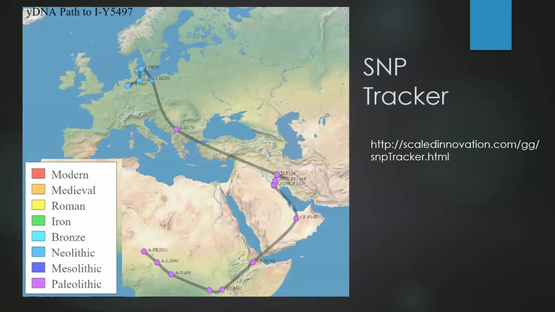This is a map that I generated on SNP Tracker. I've included the link, and the link is in your handout as well. But SNP Tracker is a website where you can put in the terminal SNP, and you can find out the general migration pattern. And again, this is a general migration. This is not the way that they all went.